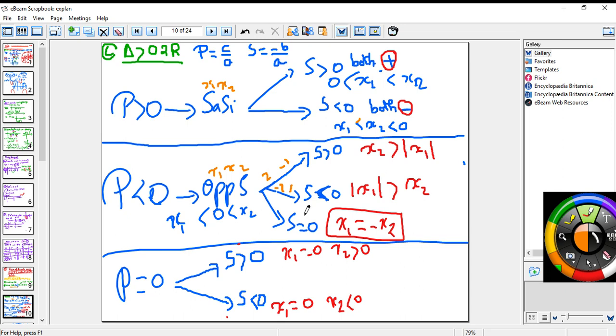Comparing the absolute value, it is bigger than x2. But when S is 0, when the sum is 0, it means they are opposite. X1 is equal to minus x2. They are opposite. Now, case 3, if the product is equal to 0, so I can have the product of the roots positive, the product negative, and the product equal to 0.